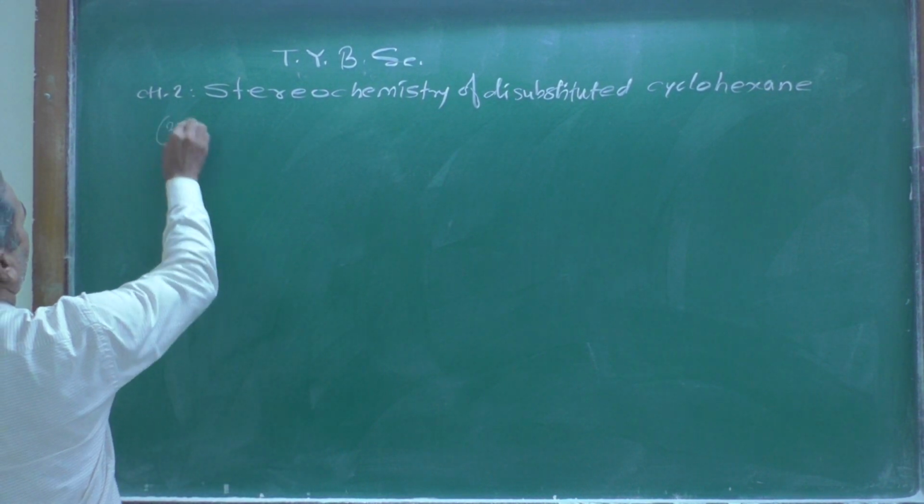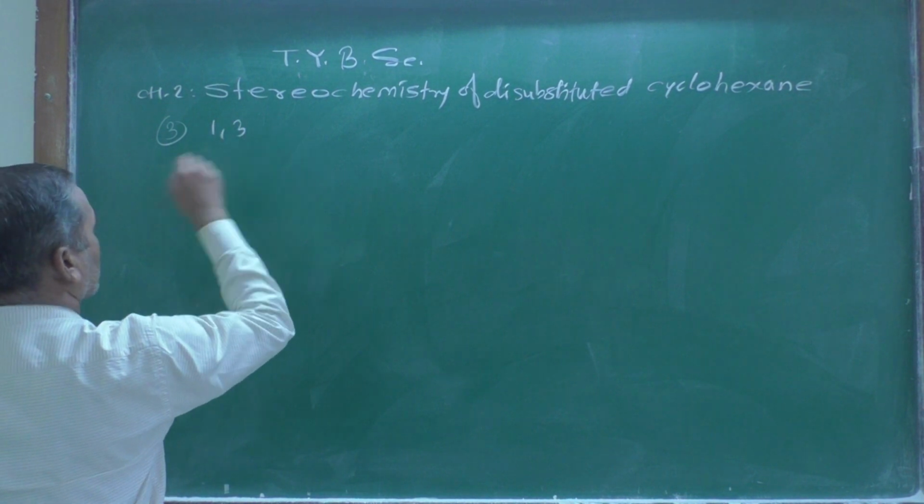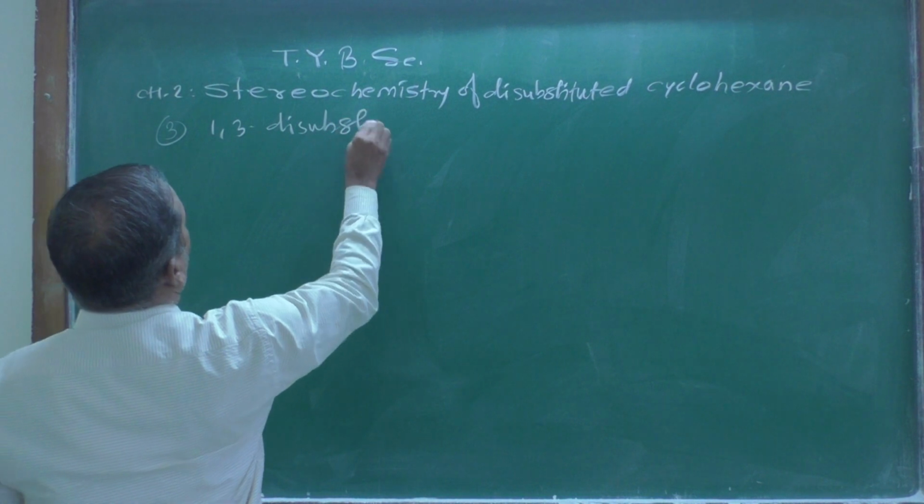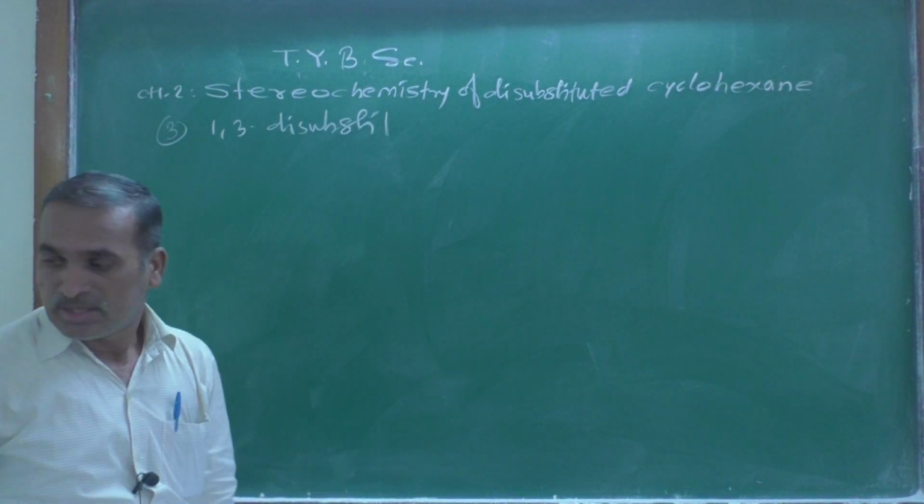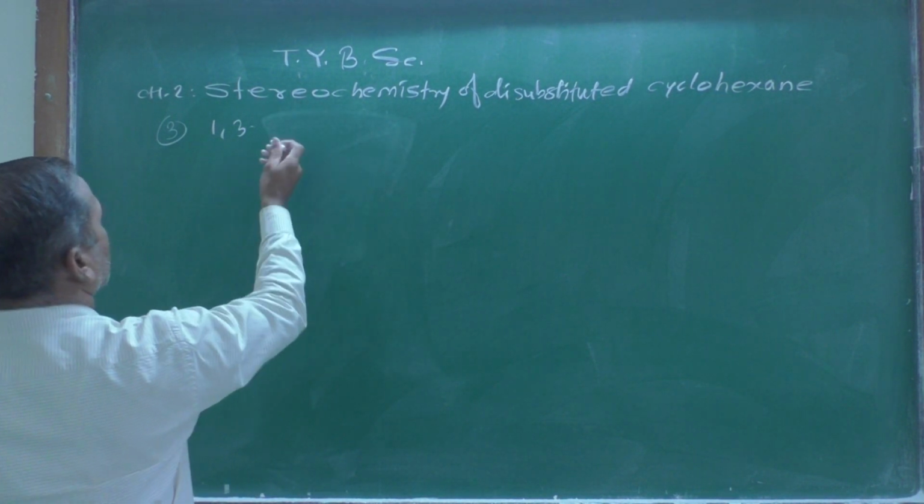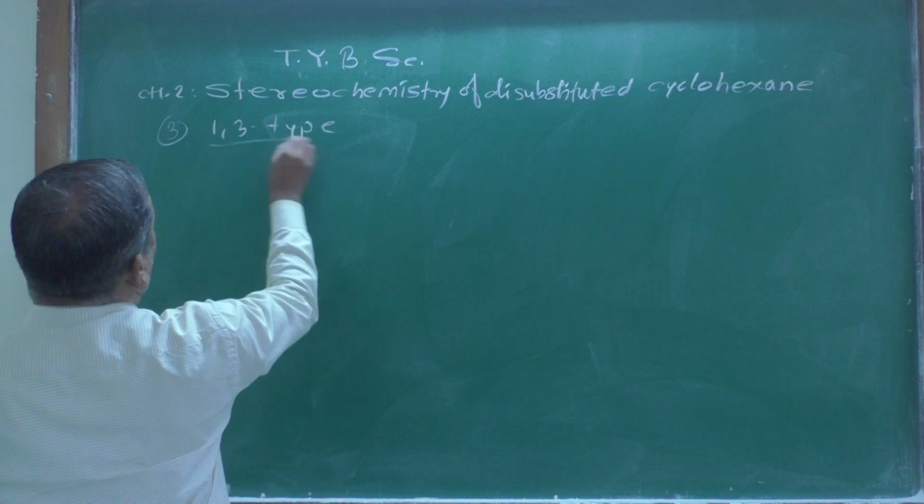we are going to learn. And what is that third type? It is a 1,3-disubstituted, 1,3 type disubstituted cyclohexane, that we are going to learn here.